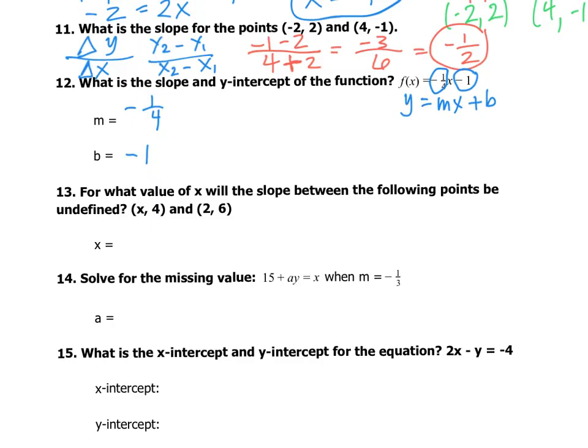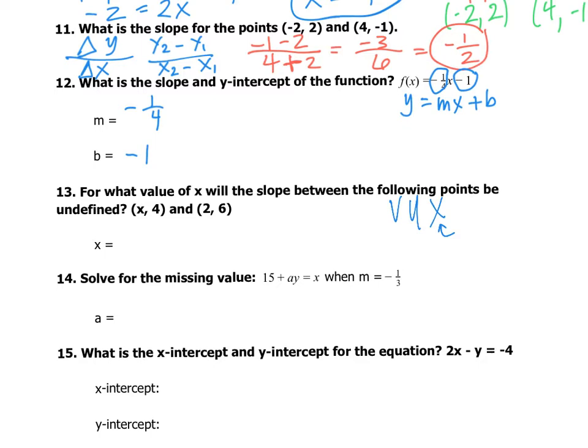Okay, so now we are at question 13, and 13 asks, what value of x will the slope between the following points be undefined? So we know that we have an undefined slope when we have a vertical line, and I remember my acronym VUX, V-U-X. So V stands for vertical line, U stands for undefined slope, and then X stands for x-axis because it's going to go through the x-axis, and also it's going to have the same x value.